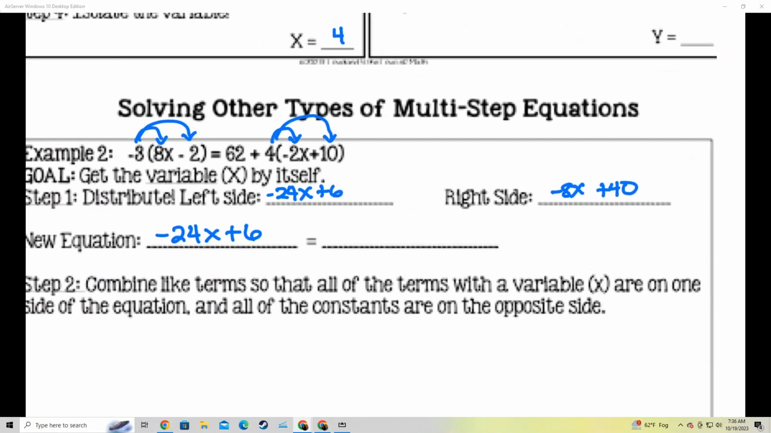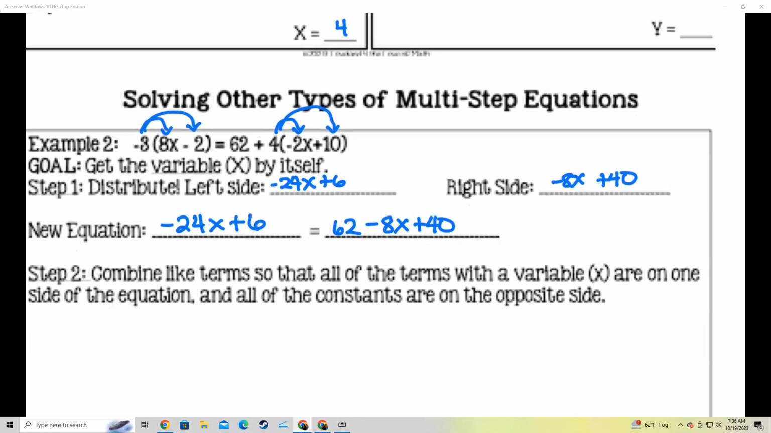On the right side, please don't just write this. Understand that you still have a 62 there. So I need to start my equation with 62. And then I can write down what I have. I have a minus 8x and a plus 40.